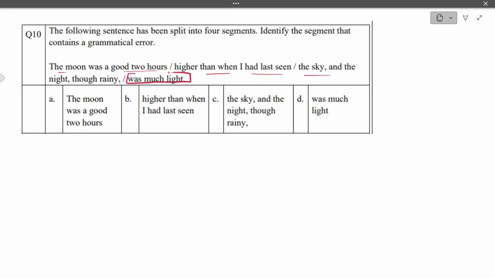Let me tell you the reason for it. The segment was much light is grammatically incorrect, because in this context the sentence intends to compare the brightness or quality of the night, right? So the phrase should be was much lighter, because the comparison is happening. That is why we should say lighter instead of light. Hope you have understood it. The correct answer would be option number D, which is was much lighter. Let's move now to the next question.